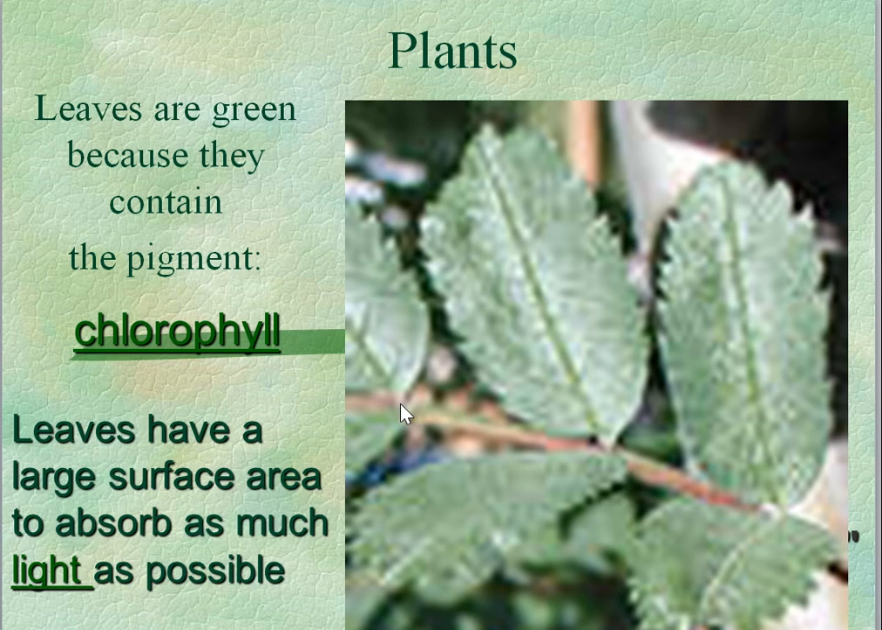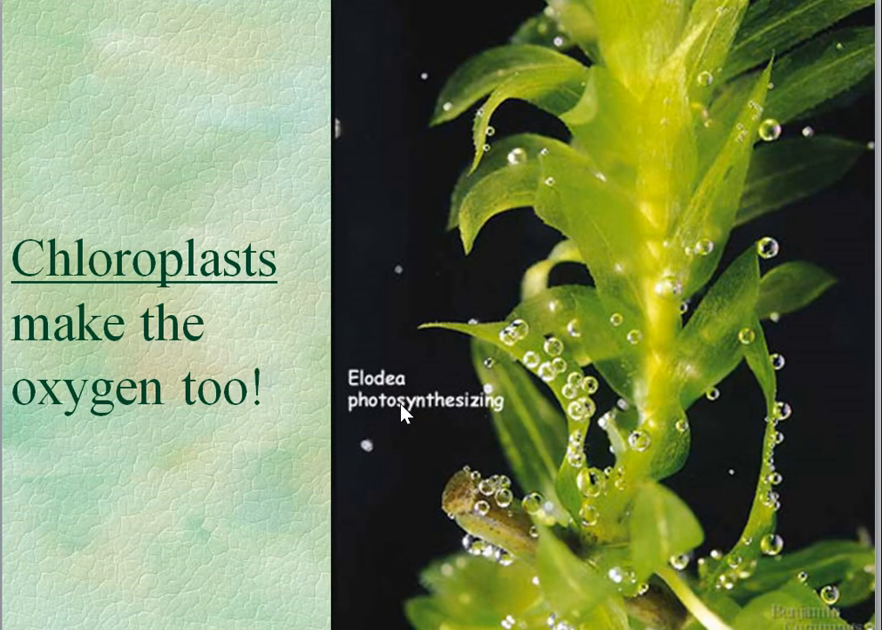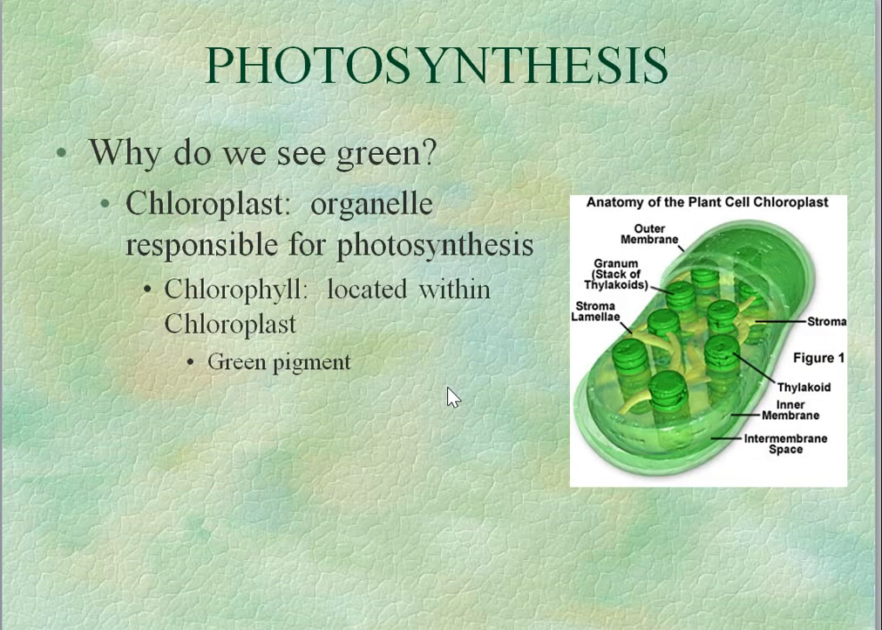Plant leaves are green because they contain pigments like chlorophyll. Leaves have a large surface area to absorb as much light as possible. Chloroplast makes the oxygen too. In this picture we can see a low-depth photosynthesis. Photosynthesis is anatomy of the plant cell chloroplast. Why do we see green? Chloroplast is the organelle responsible for photosynthesis. Chlorophyll is located within chloroplast, and they have green pigments.